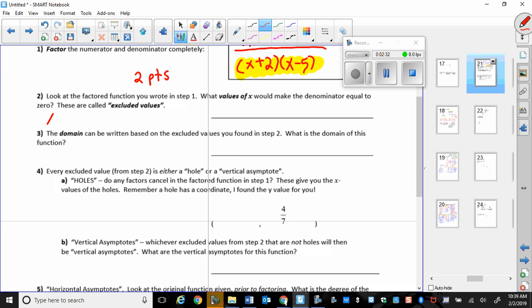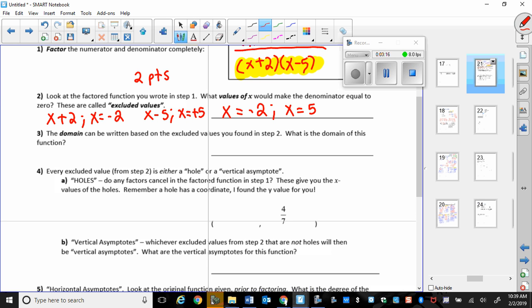I have x plus 2. If I solved for x, x would equal negative 2. And then I have x plus 5. If I solved for x, x would equal negative 5. All right. Oh, sorry. That's x minus 5. My factor is x minus 5. So x equals positive 5. All right. So my excluded values would be those factors we pull from the factors on the bottom. That's going to be x equals negative 2, x equals 5.